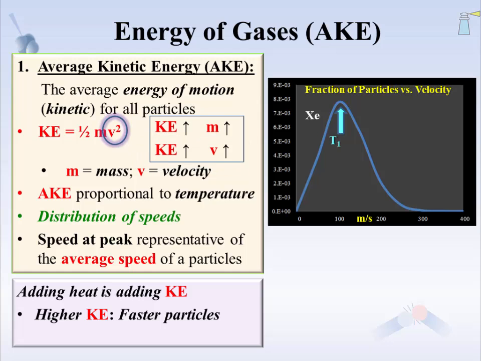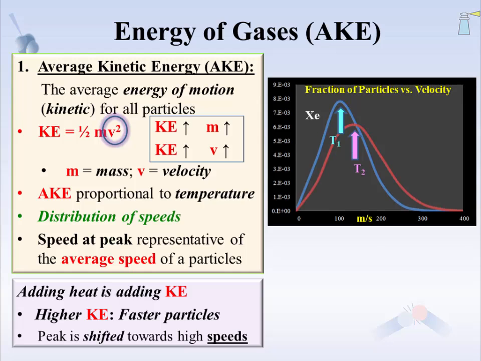What should we expect to happen to the peak of the curve if heat was added to the sample of xenon displayed in the graph? The peak should shift to a higher velocity. And that's what we see. A new distribution of speeds with a new peak, T2. Overall, the particles are going faster.